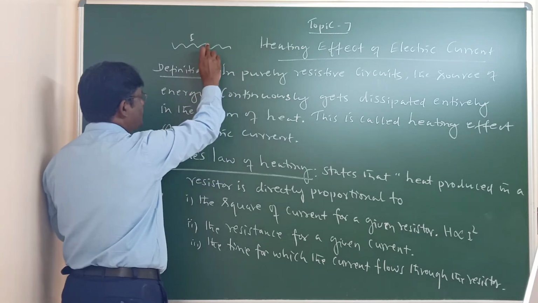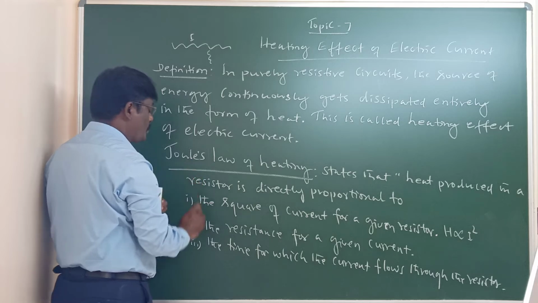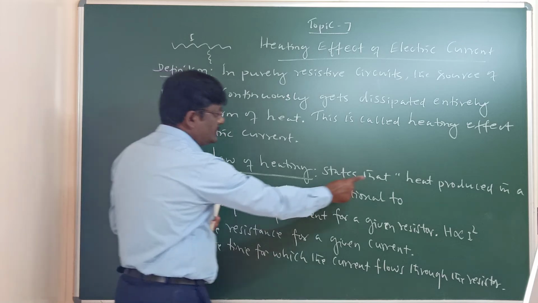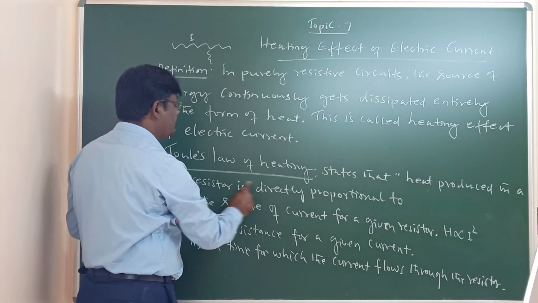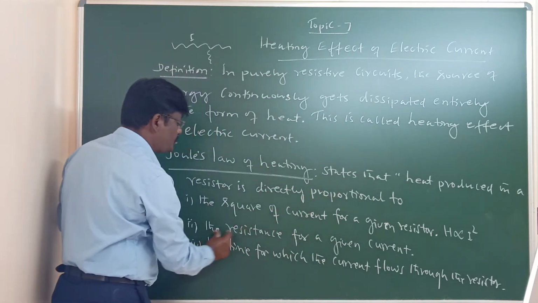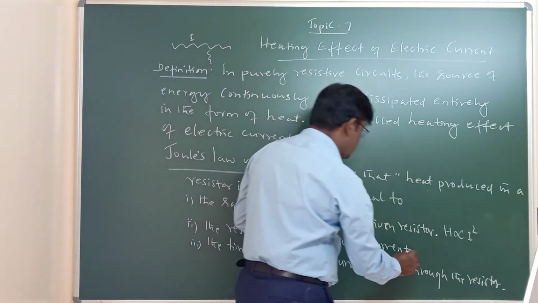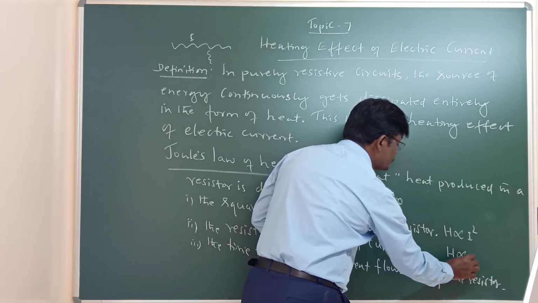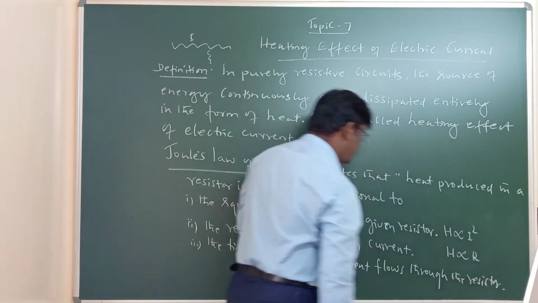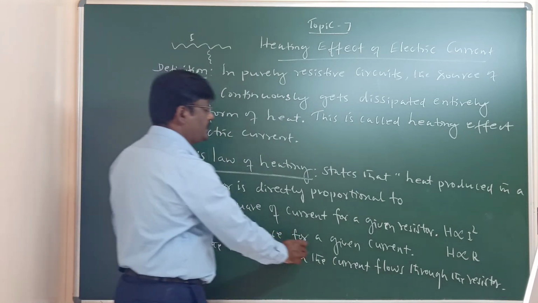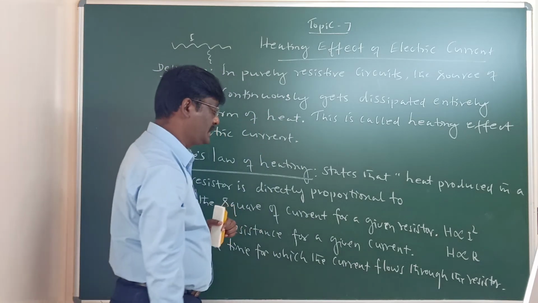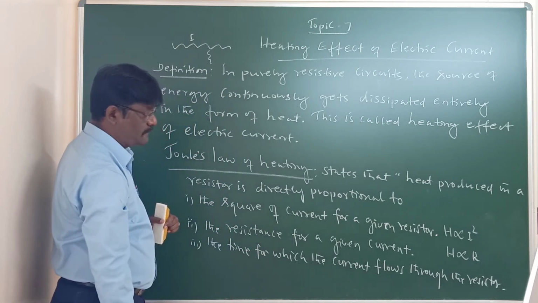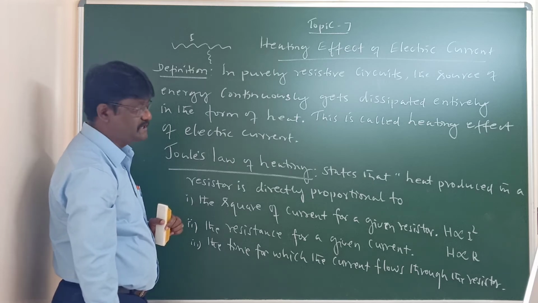The conversion of electrical energy into heat will be more. That's why, for a given current, heat produced in a resistor is directly proportional to the resistance. H is proportional to R, the resistance of the conductor for a given current, and then the time for which the current flows through the resistor.